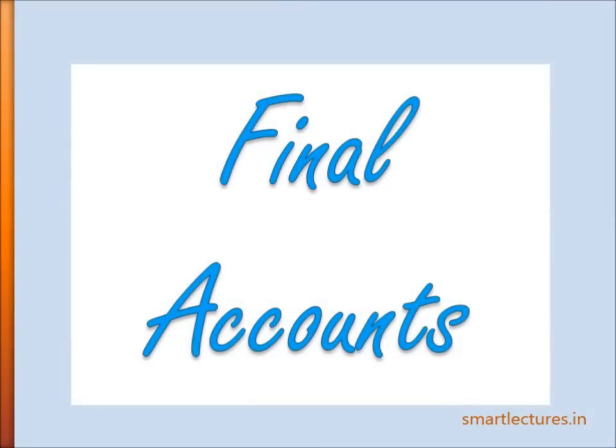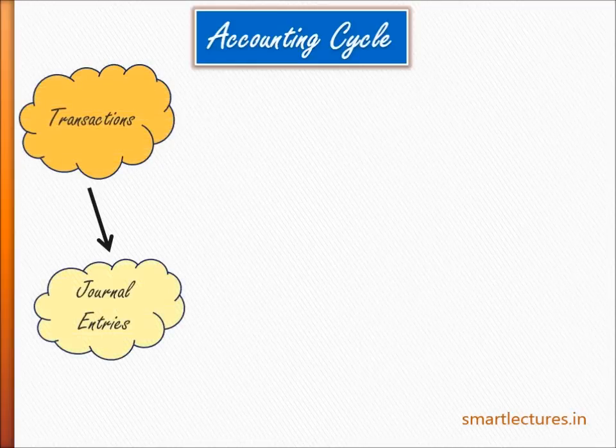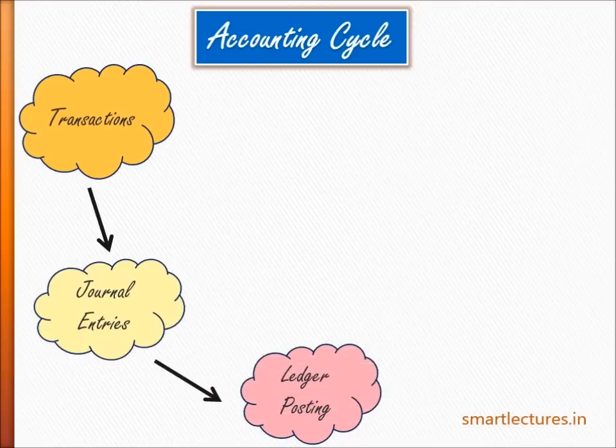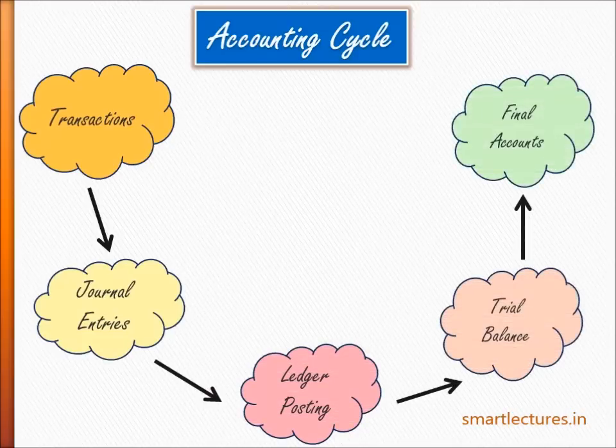Let's take one more practical question. Before I start this practical question, let me remind the accounting cycle based upon journal entries. All transactions are converted into journal entries. Journal entries are converted into ledger posting. Ledger posting is converted into trial balance, and trial balance is converted into final accounts.